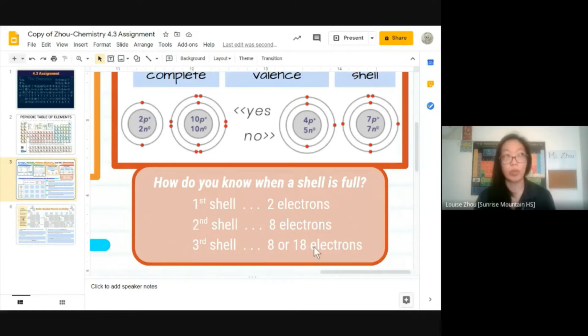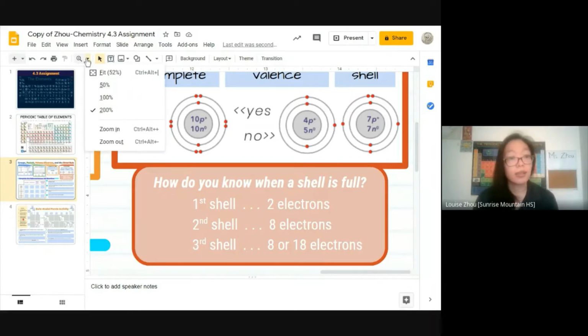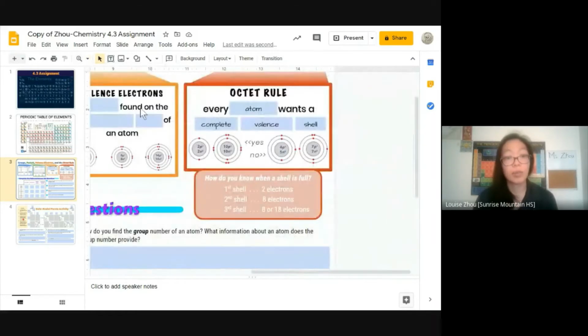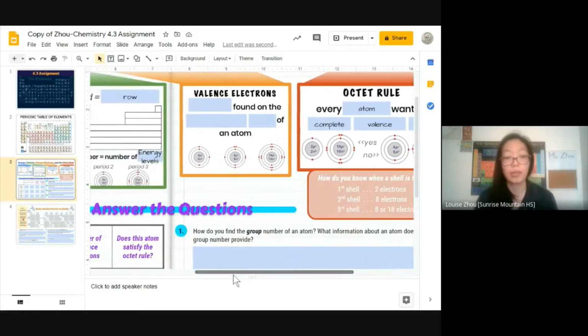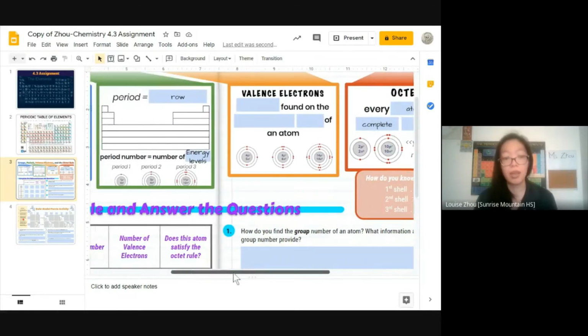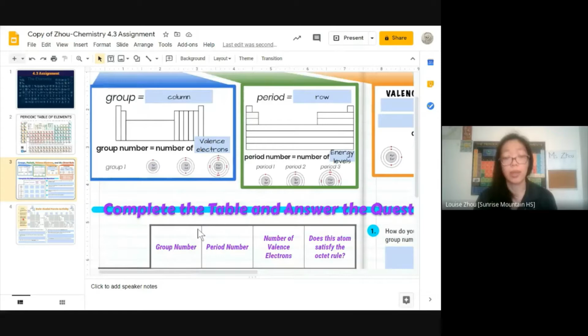18 electrons would be when you have an electron number greater than 18. Right now we only go up to 18. Okay, so with that, hopefully you have an idea of how to complete the assignment. You just click in the blue boxes and answer the questions. I can show you how to do the chart as well.